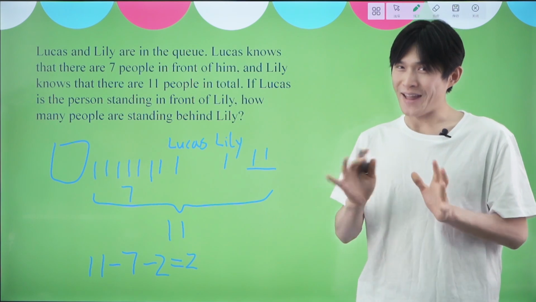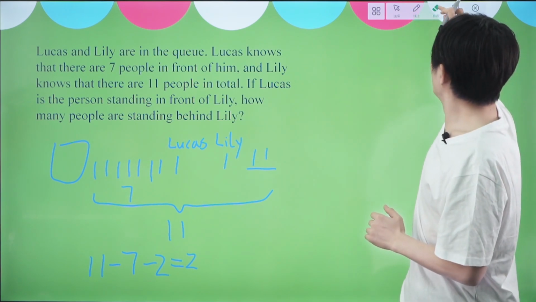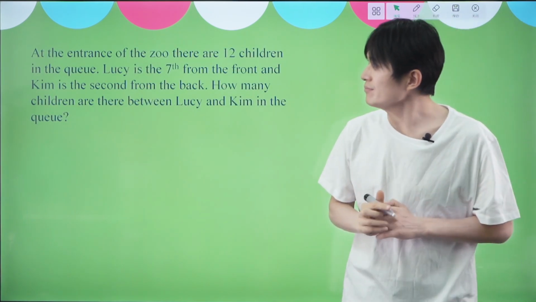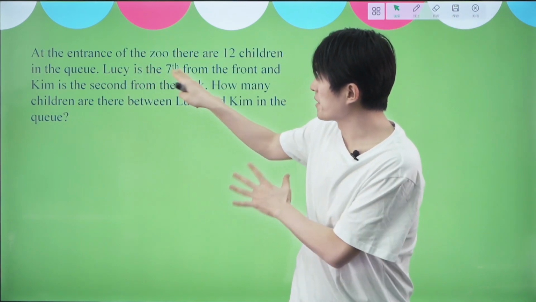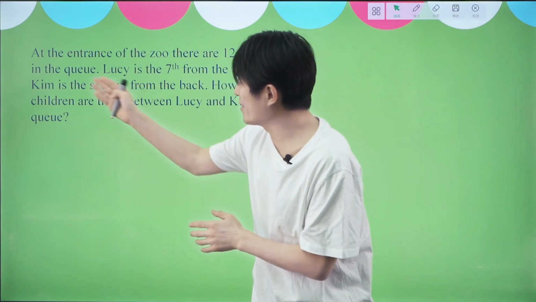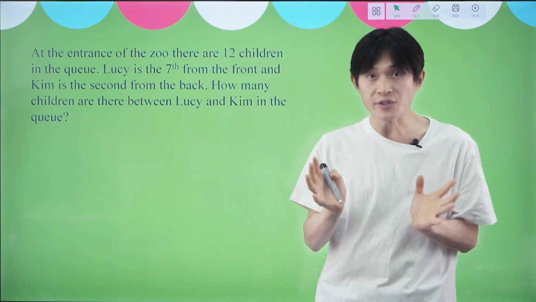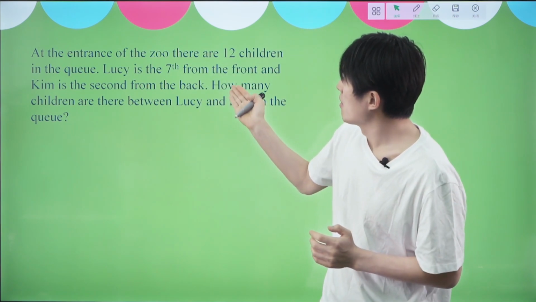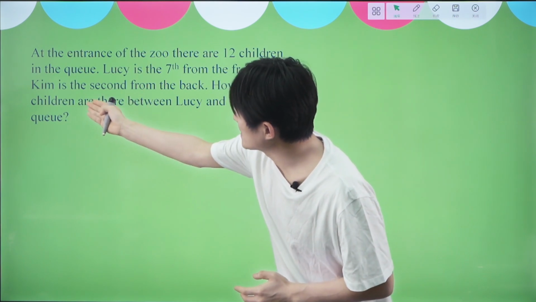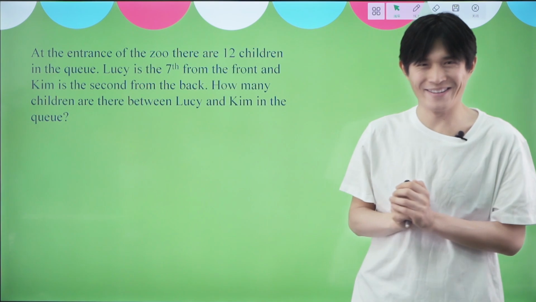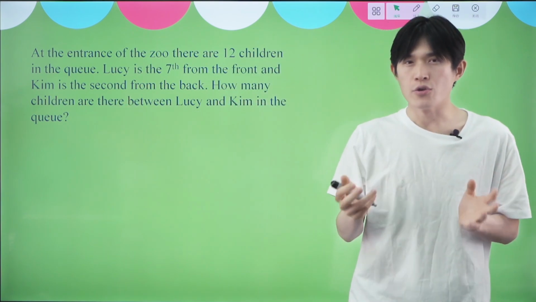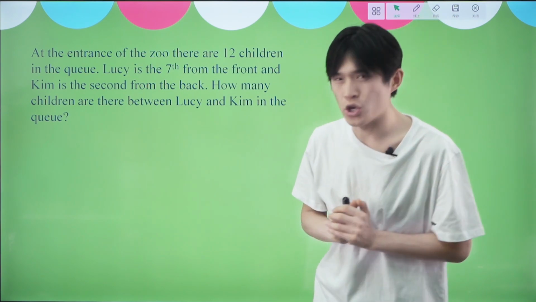Okay. Next, let's work on the second question about queuing problem. At the entrance of the zoo, there are 12 children in the queue. Lucy is the 7th from the front, and Kim is the 2nd from the back. Wow, how many children are there between Lucy and Kim in the queue?